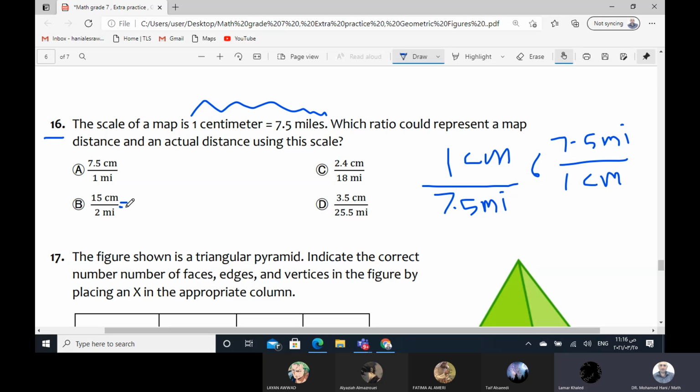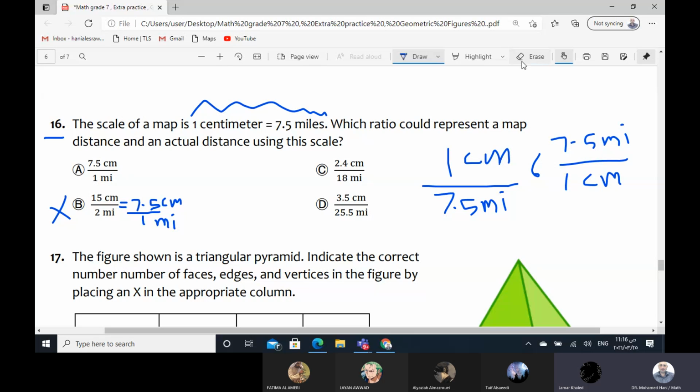Now B, 15 divided by 2 will be 7.5 over 1 centimeter. I think C also the correct answer. Over mile. But here not equal this and not equal this. So this is wrong because we have different unit.